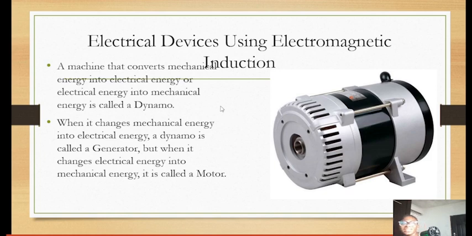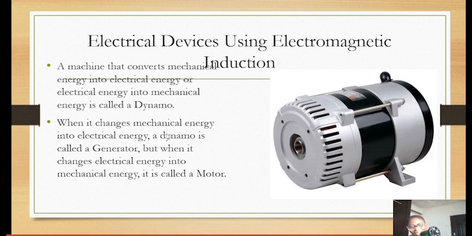Electrical devices using electromagnetic induction. A machine that converts mechanical energy into electrical energy or electrical energy into mechanical energy is called a dynamo. Don't forget that. When it changes mechanical energy into electrical energy, a dynamo is called a generator.